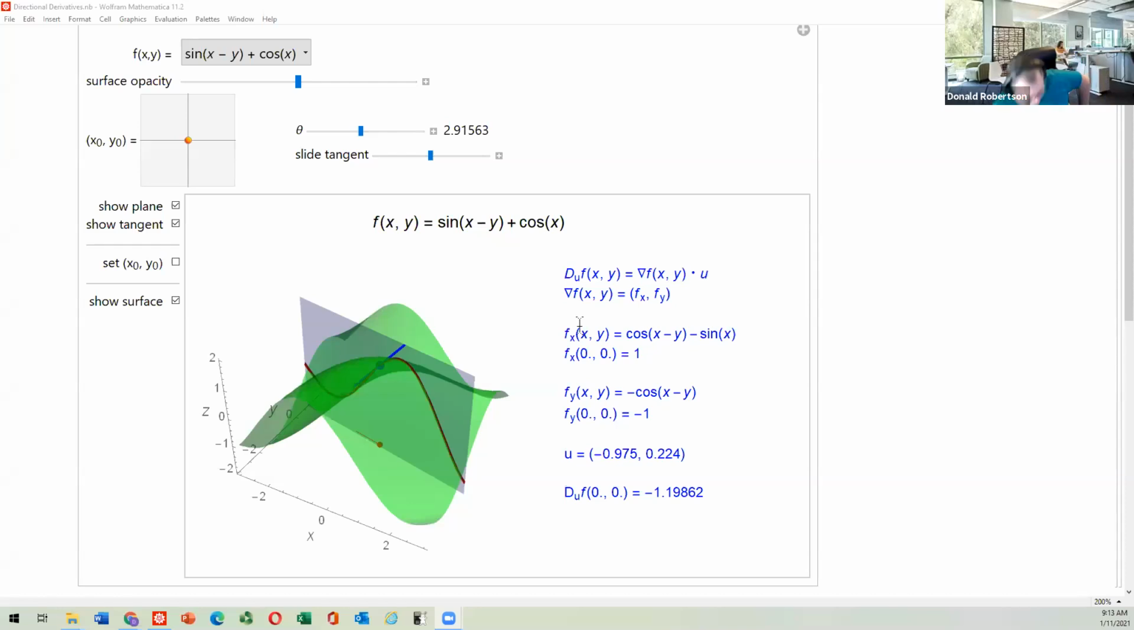Mathematica. And if you're wondering, what on earth am I finding when I get a directional derivative? This is what you're finding. I want you to imagine that you've got a surface.